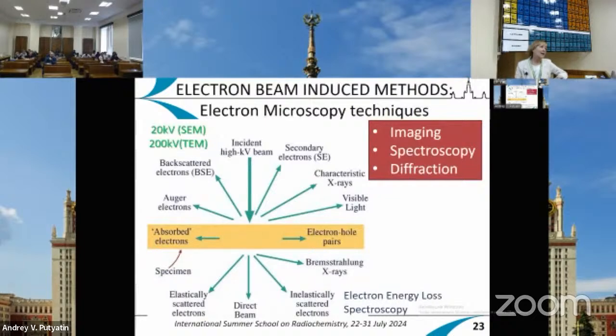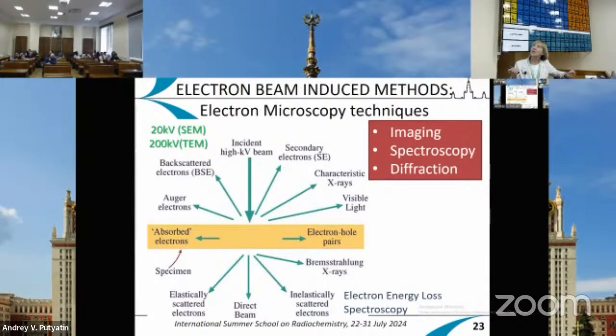Let's go further to electron beam methods, which are based on electron beam induced effects. There is a big family of electron microscopy techniques today. We will look briefly at the main two methods. The first is scanning electron microscopy, and the second is transmission electron microscopy.